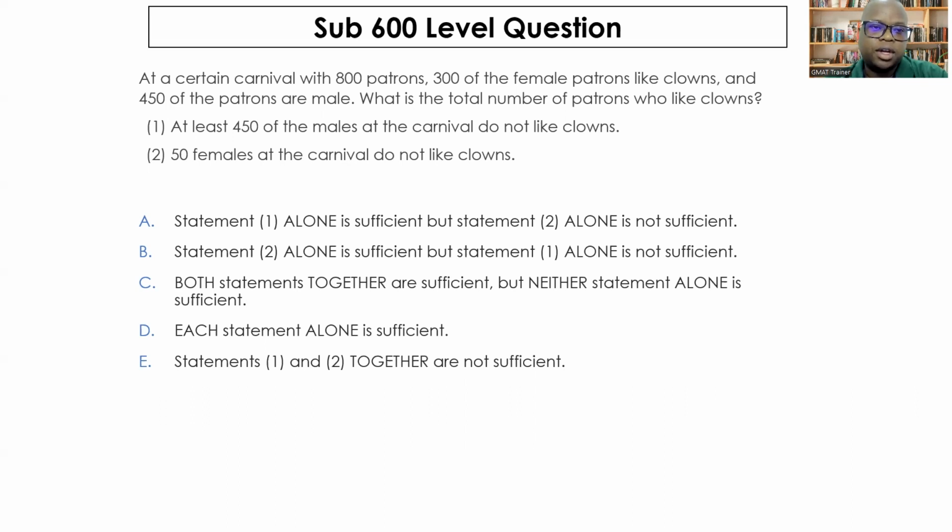So let's dive in. At a certain carnival with 800 patrons, 300 of the female patrons like clowns, and 450 of the patrons are male. What is the total number of patrons who like clowns? Before we go to the statements, we'd like to know what information we get from this question stem.